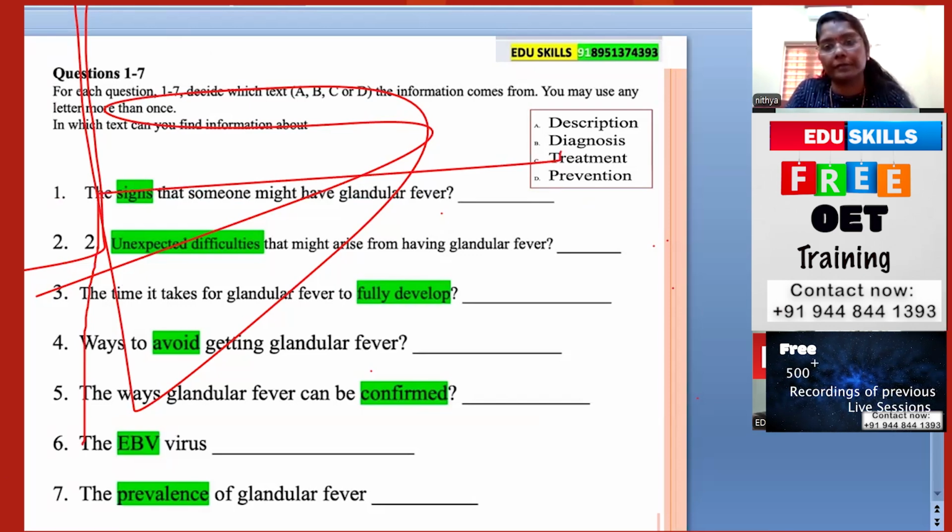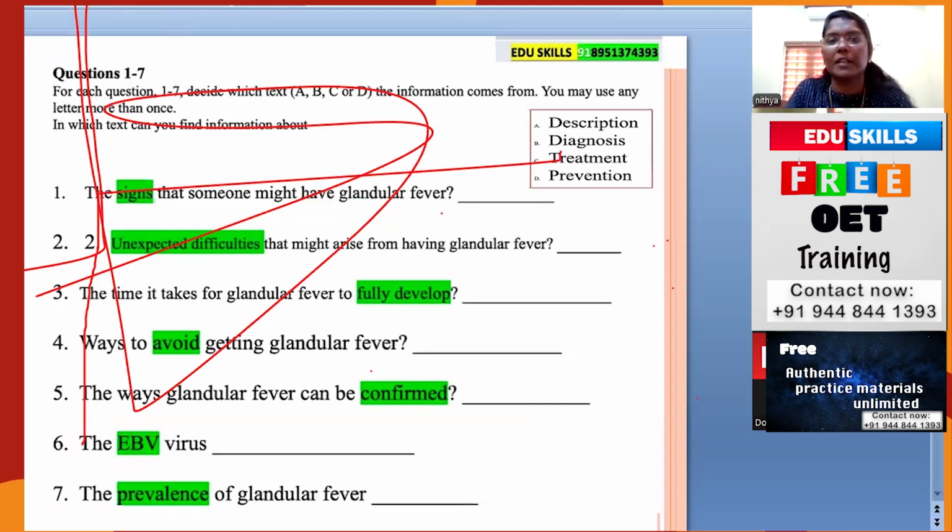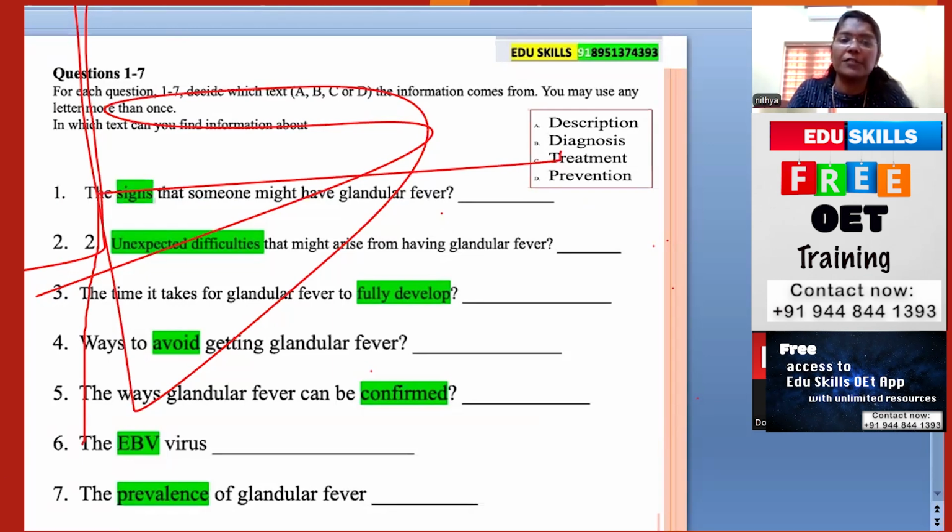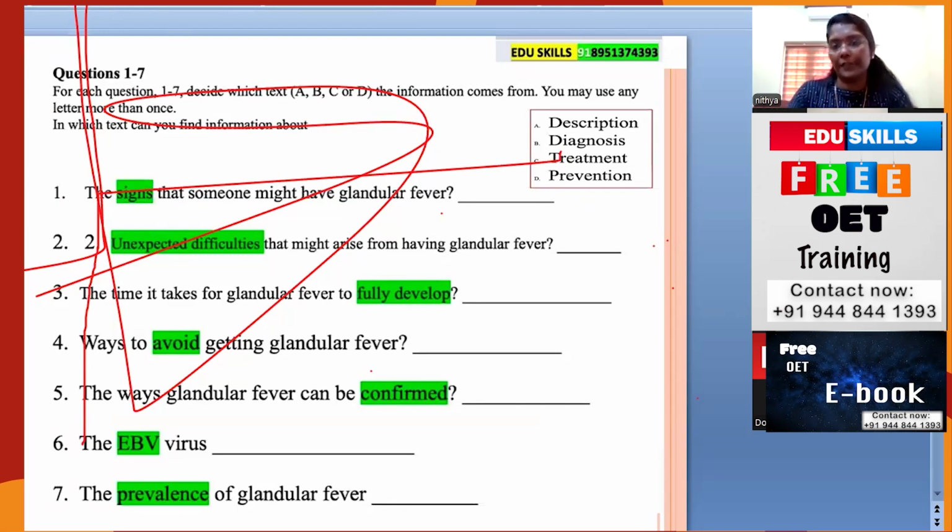Read the question statements and highlight the hedging words. Then the first one is to put it in the signs column: the signs that someone might have glandular fever. Don't tell the answer now. Later we will tell the answer.